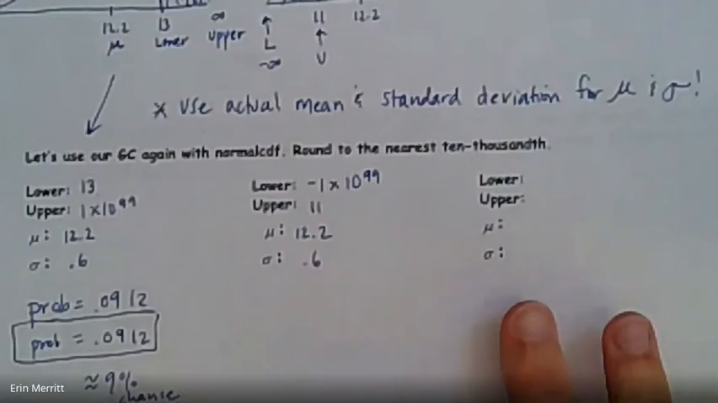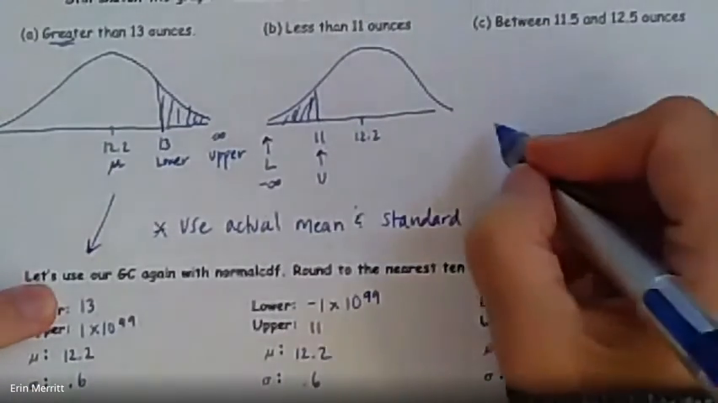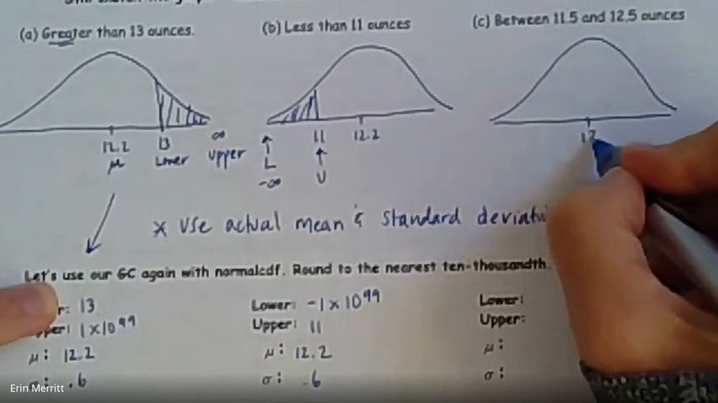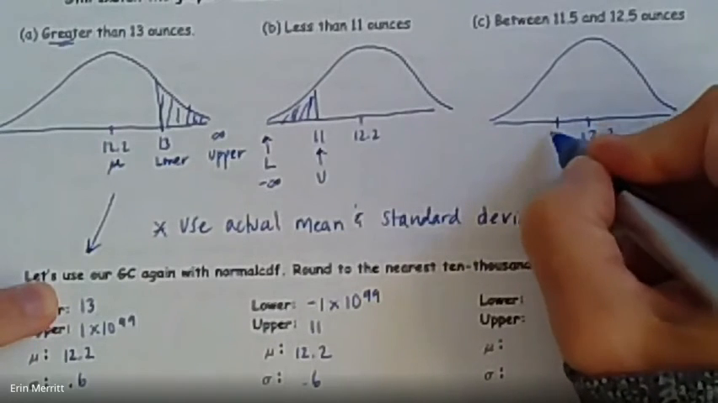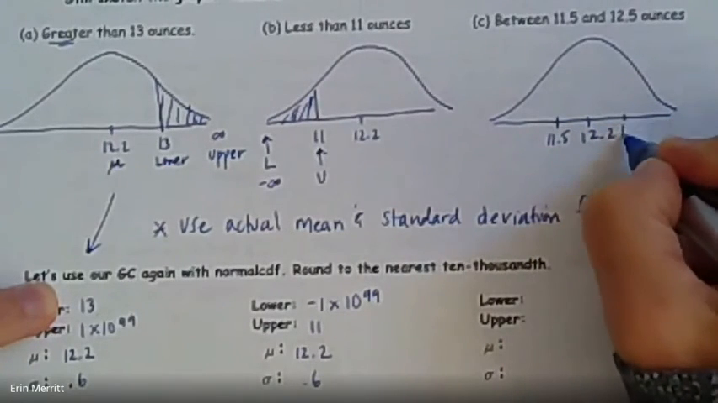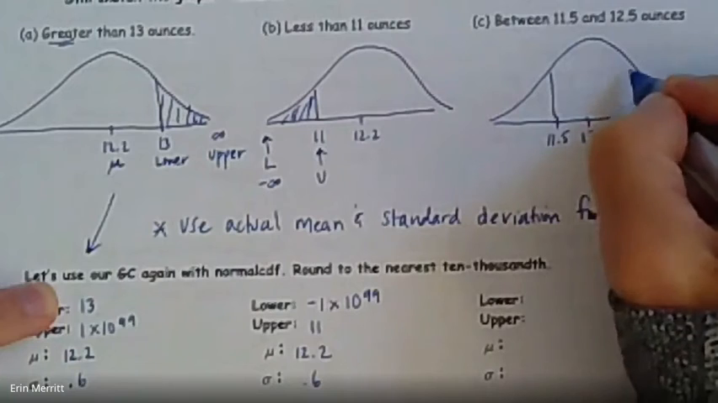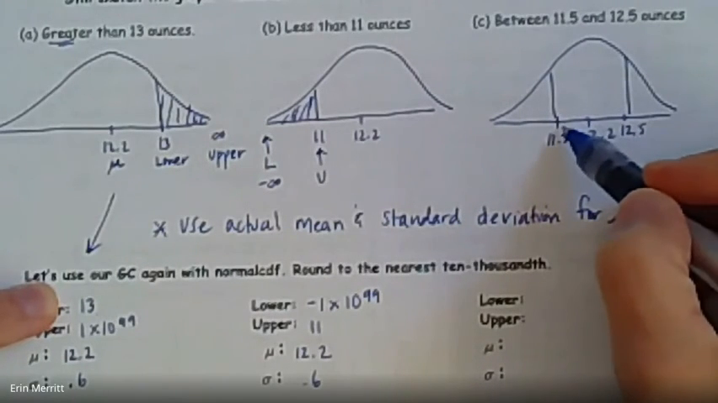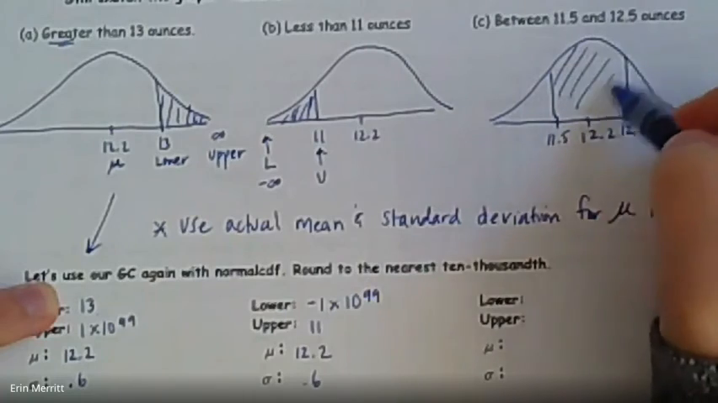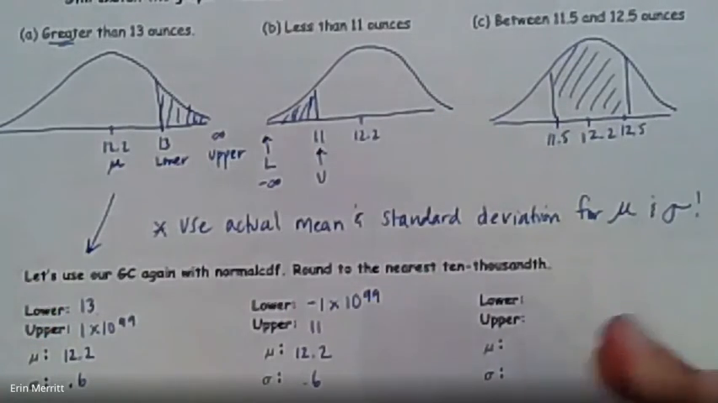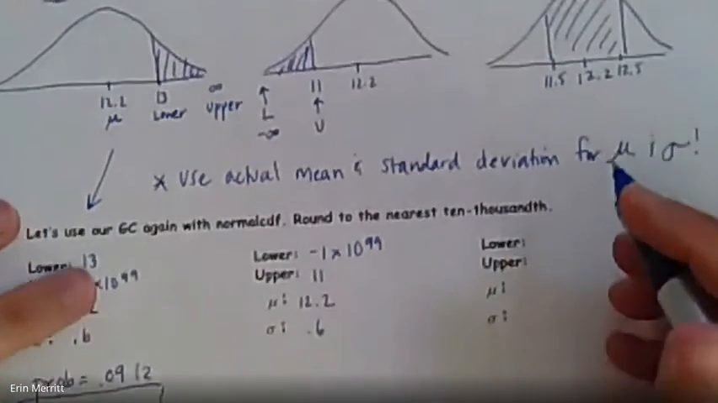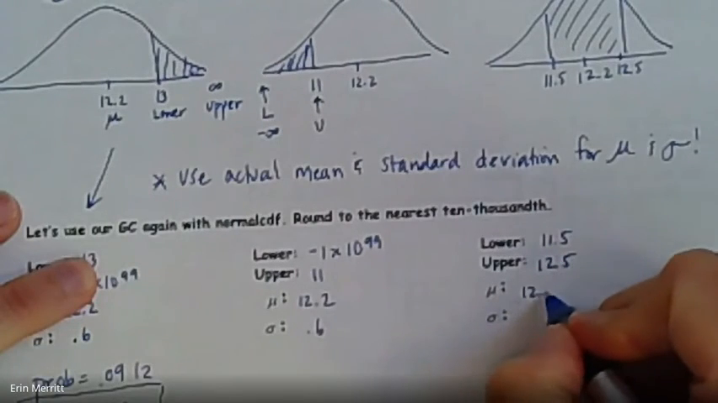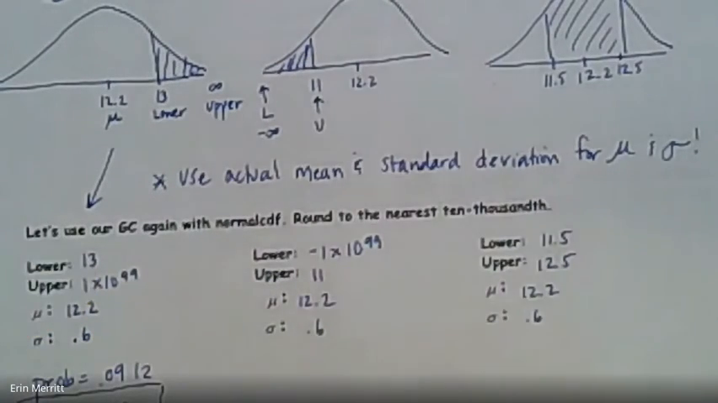And then same game for the last one. If I want values between 11 and a half and 12 and a half, you just got to think about where that's going to be. So if the mean is 12.2, 11.5 is here. 12.5 would be up here. Now, it doesn't have to be scaled perfectly when you draw these, but if it's below the mean, it should be below the mean. And if it's above, it should be above. So I expect that level of accuracy, nothing much more than that. All right. So the lower is the 11.5, the upper is the 12.5, and then 12.2 and 0.6.